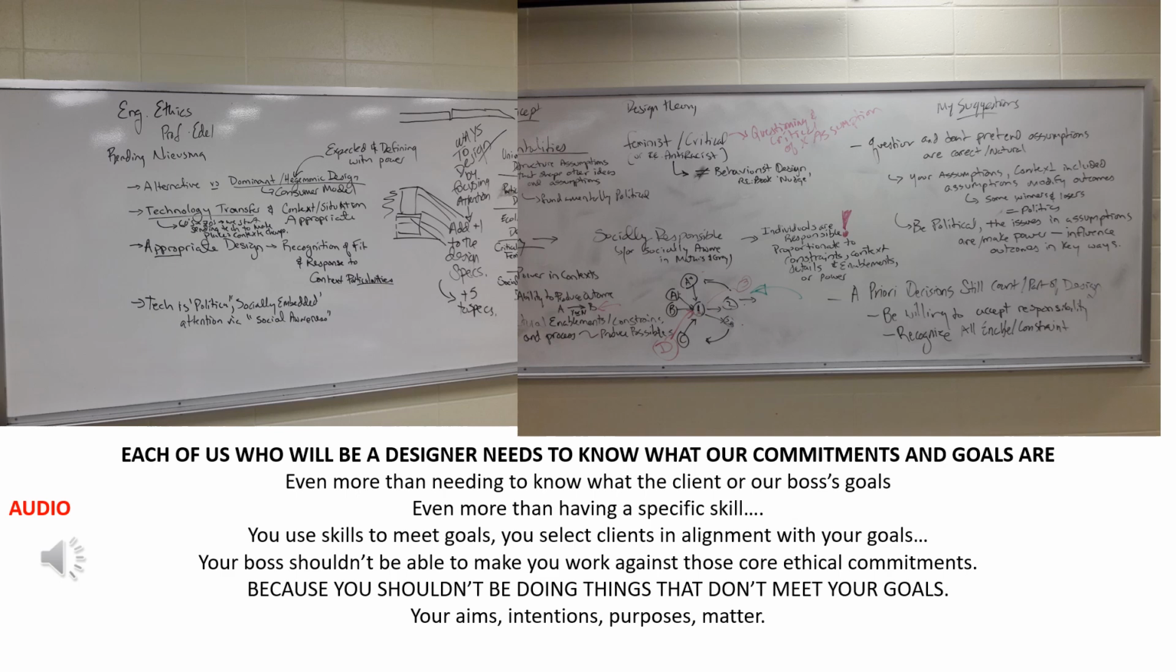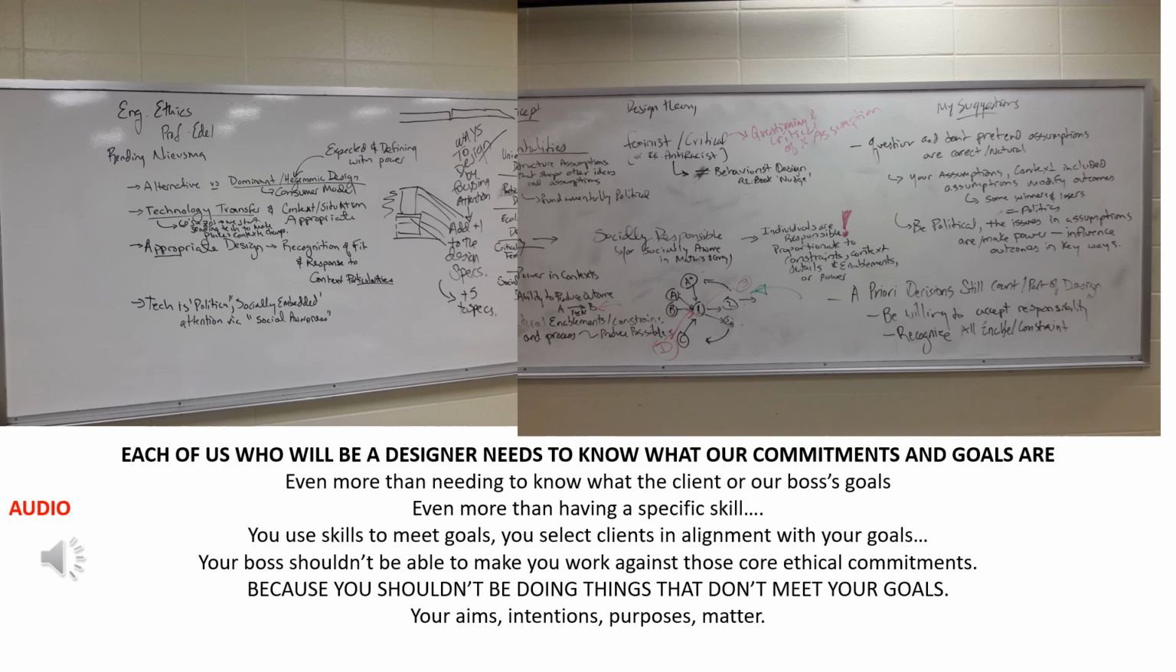And the way you respond to that is to look at how you can intervene and produce an outcome that is ethical according to that commitment and priority. Even more than needing to know what the client is saying to our boss, even more than having a specific skill, because you can go and look things up, you can go and develop skills. You have to develop the skills to meet a goal, right? You're not going to learn how to do something because it's not important to you.